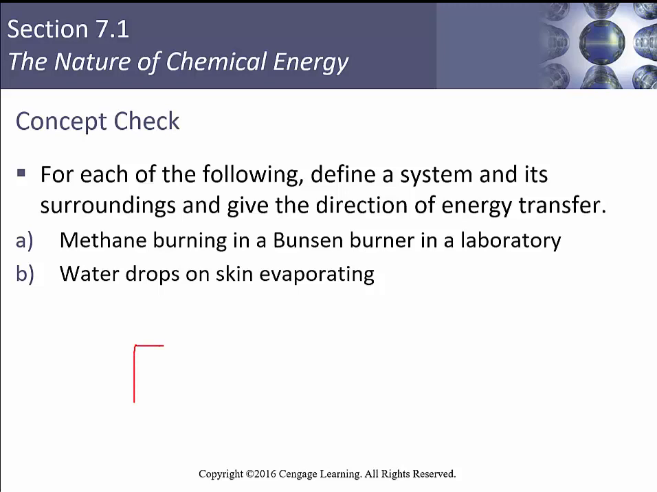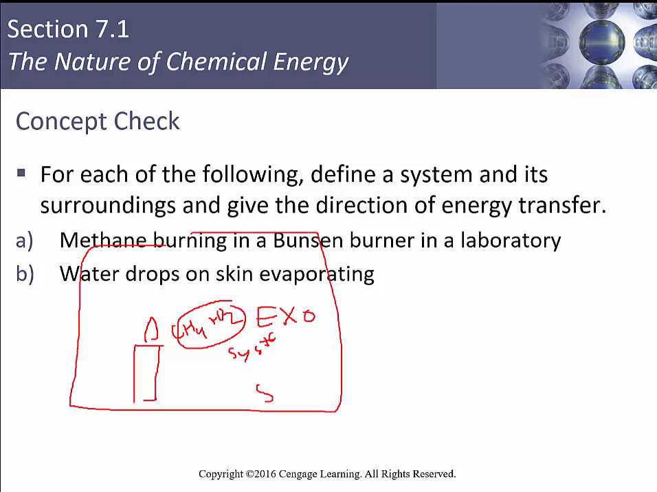So we've got a Bunsen burner in the first case. Methane is burning, so we've got a combustion of methane, CH4 and O2. For my CH4 and O2, this is going to be an exothermic process. This is my system. The rest of the room will be my surroundings. And as far as the room goes, the room is going to get hotter, and it's absorbing heat. It's going to be endothermic.